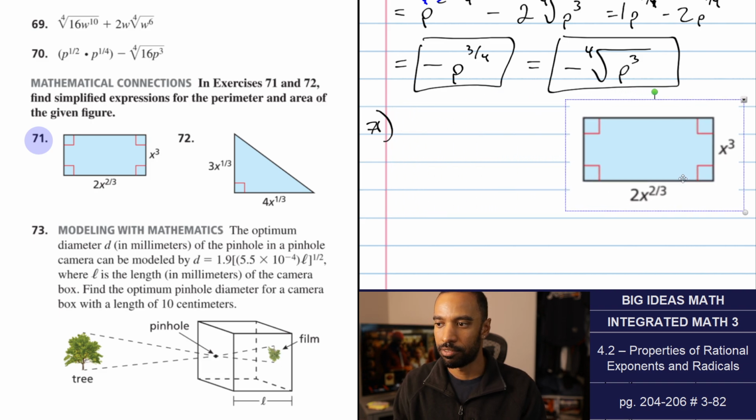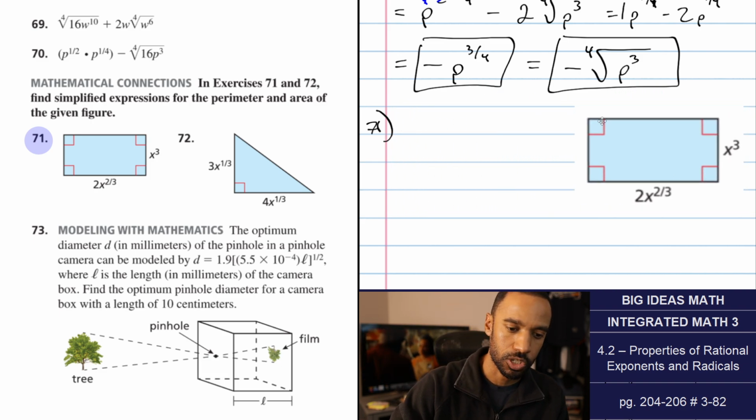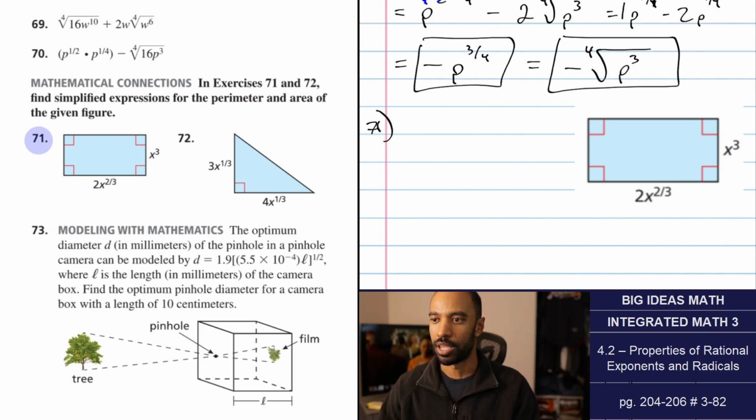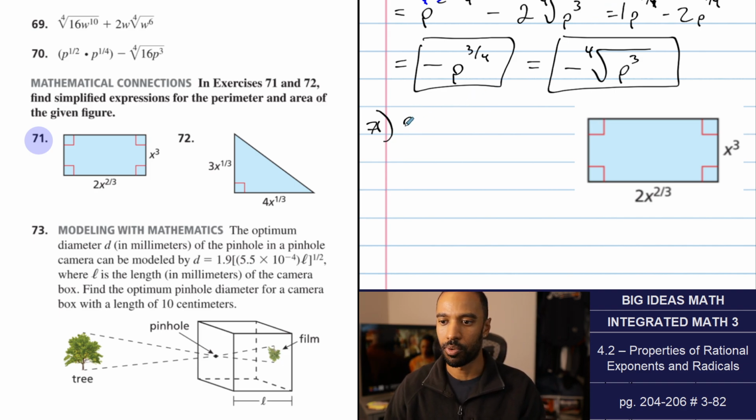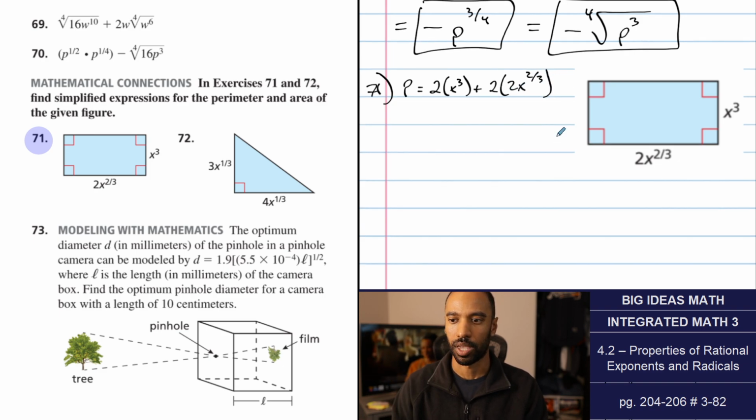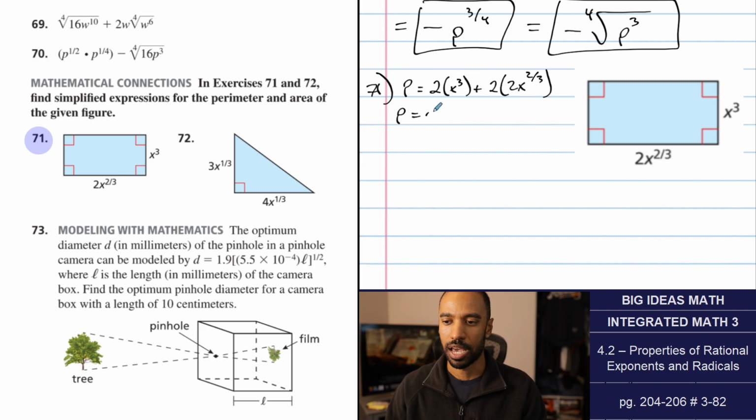So here we have this guy here. It is a rectangle. Therefore, you have the same thing on both sides. So the perimeter is, we got to double each of these. We got to double x cubed, and we got to double 2x to the 2/3 power. Okay? So this becomes 2x cubed plus 4x to the 2/3 power.